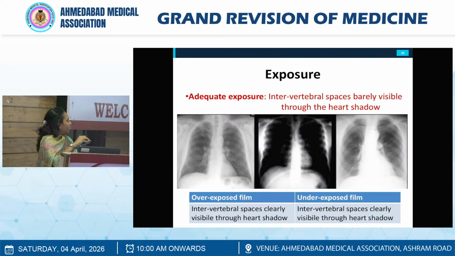Exposure. Adequate exposure, see, I have circulated one normal X-ray where you can barely see the intervertebral spaces through the heart shadow. Okay, in an overexposed film, the lung field will be very radiolucent because the air is maximum. It will seem like an emphysematous chest X-ray. And in an underexposed film, it will be very hazy. All the bony structures will be very prominently seen.